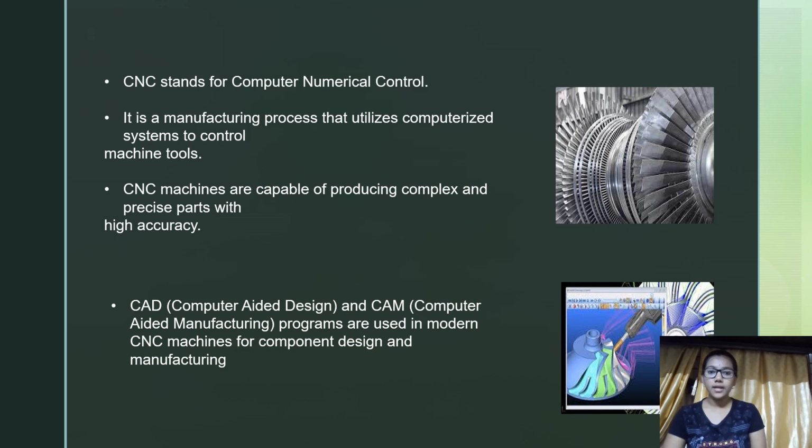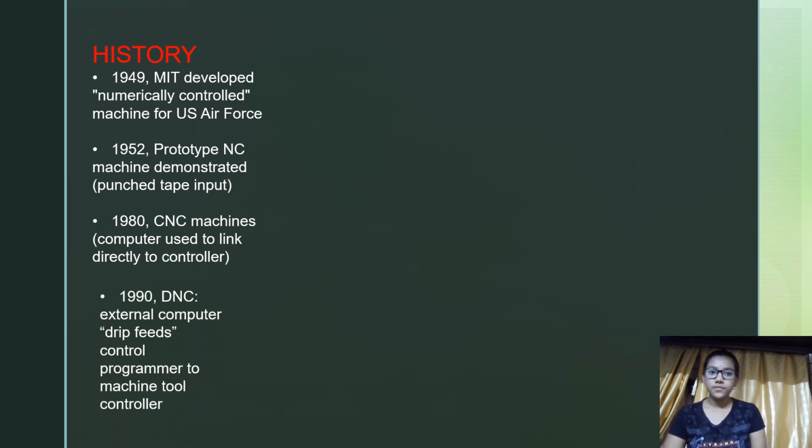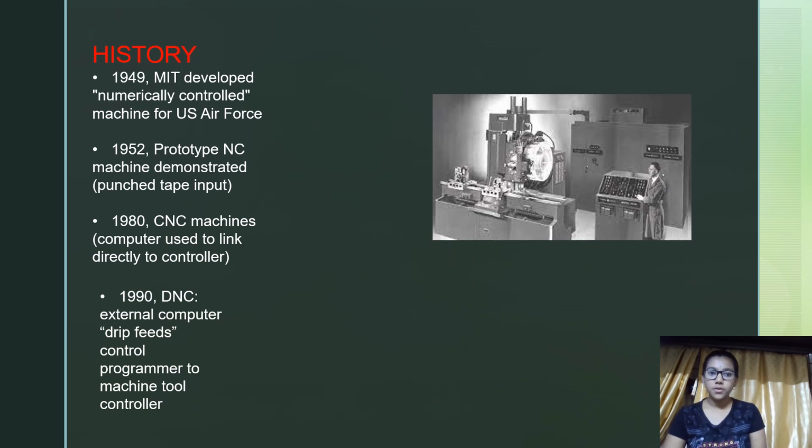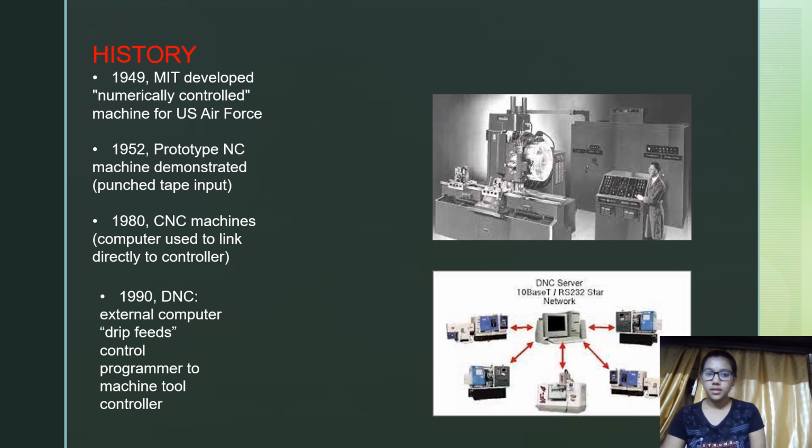CAD, Computer Aided Design, and CAM, Computer Aided Manufacturing, programs are used in modern CNC machines for component design and manufacturing. History. In 1947, MIT developed a numerically controlled machine for the US Air Force. In 1952, a prototype NC machine demonstrated punched tape input. In 1980, a CNC machine computer was used to link directly to the controller. In 1990, DNC, an external computer, drip feeds the control program to the machine tool controller.